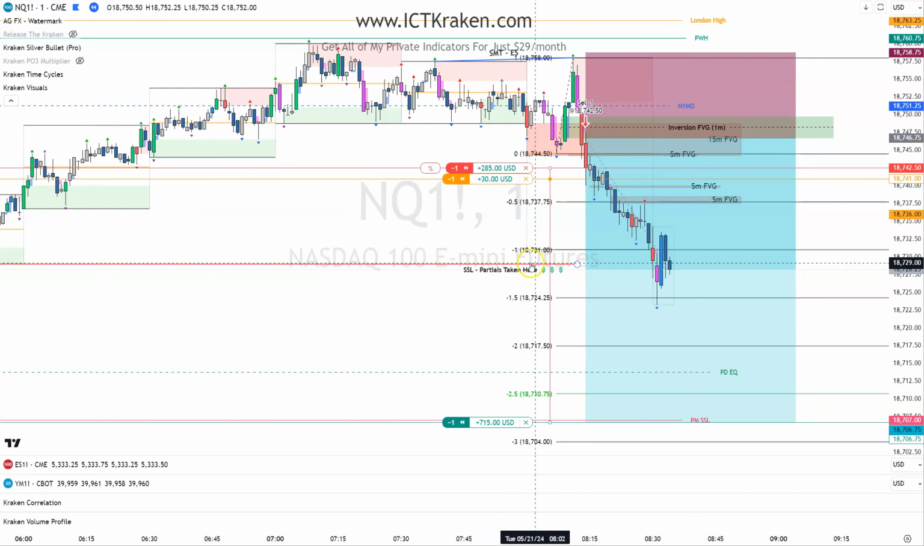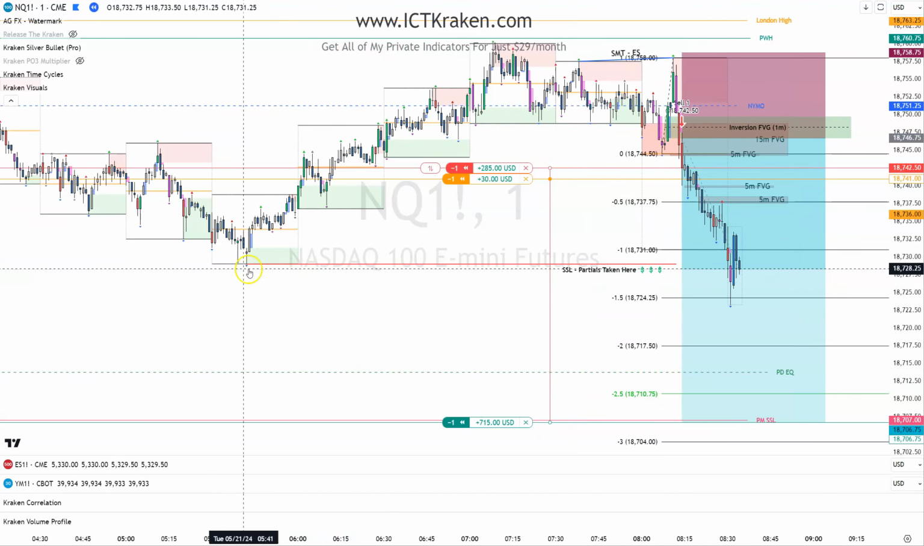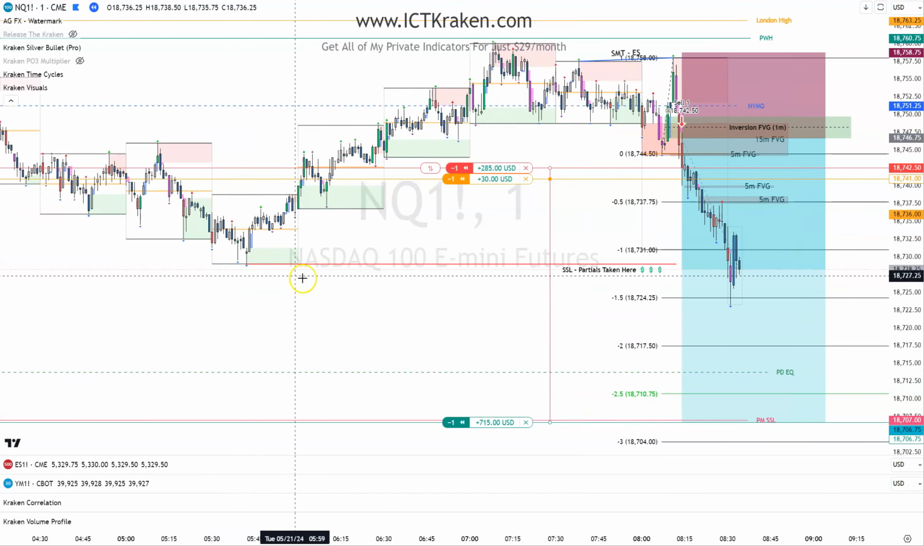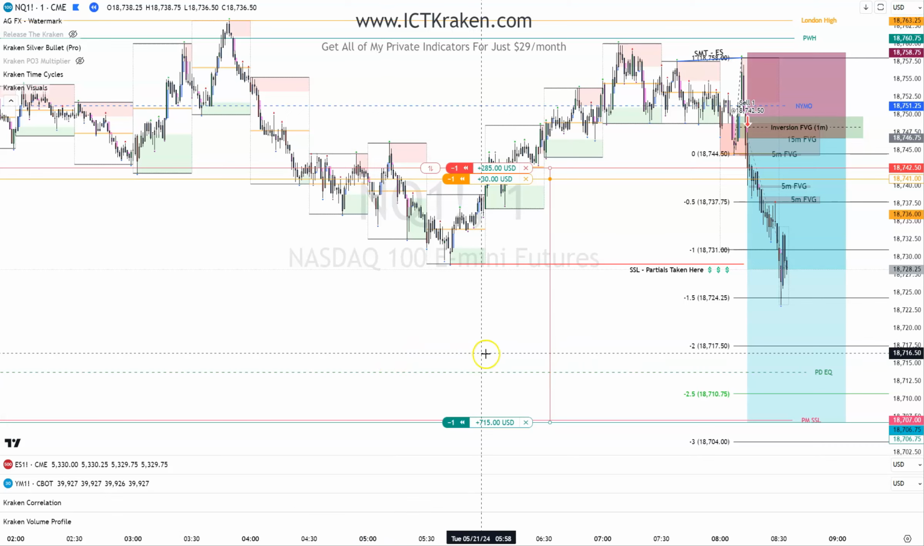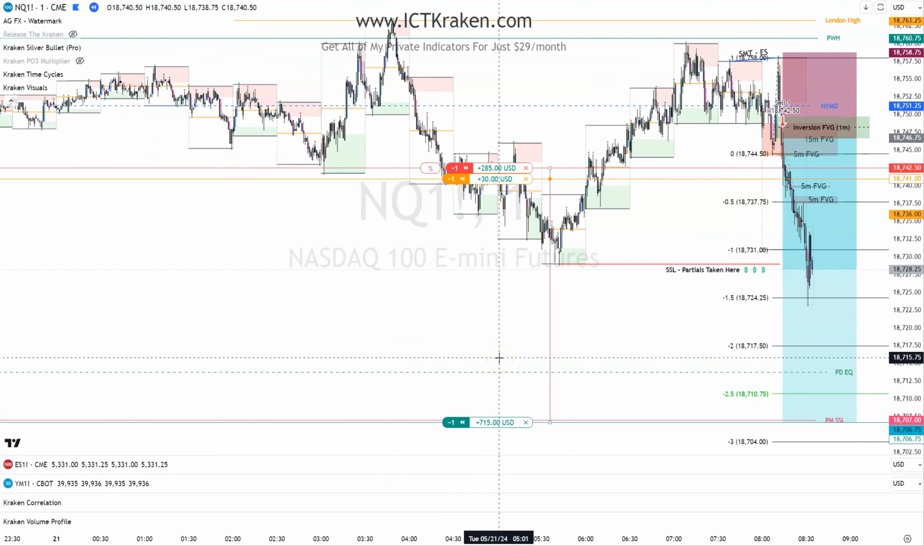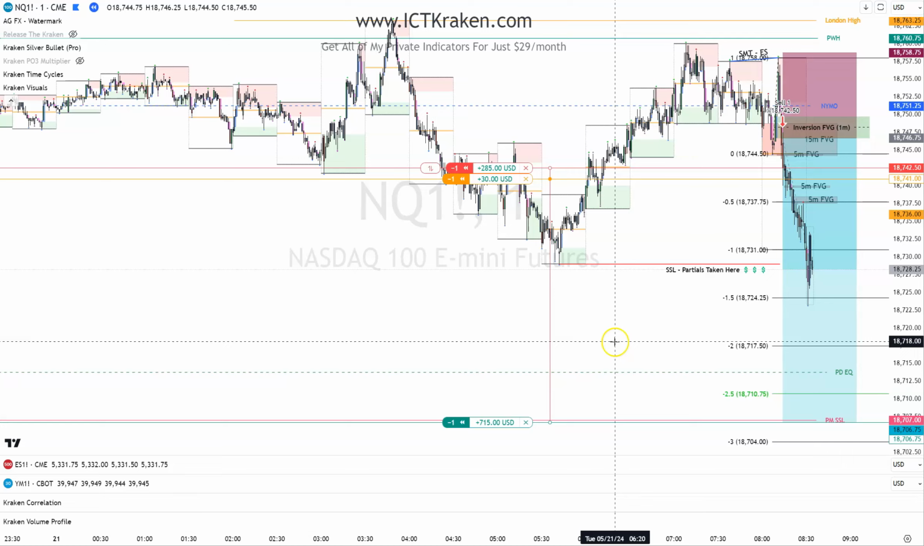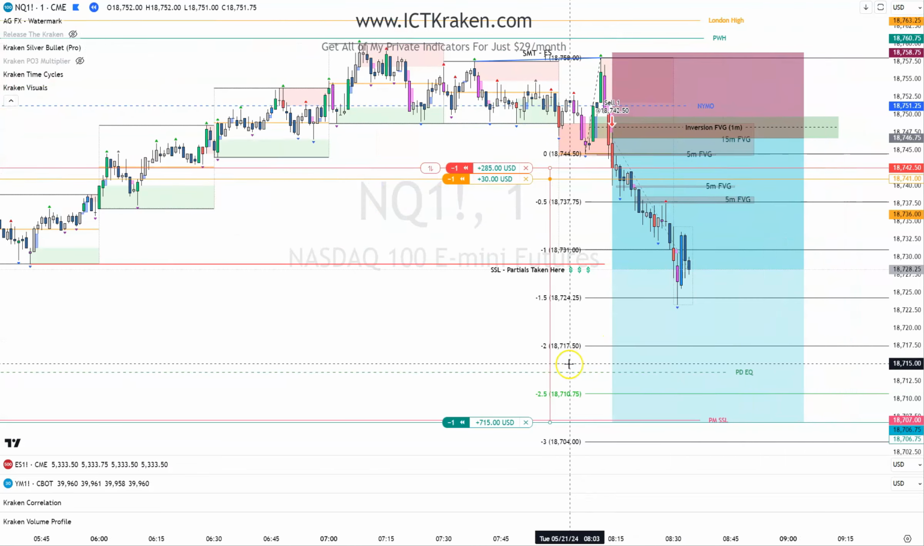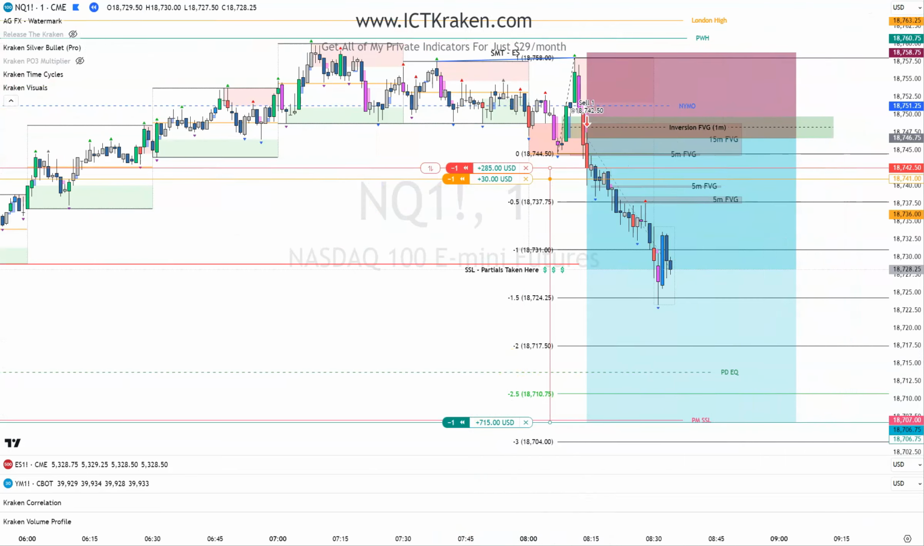And if you were trading multiple contracts, you would have taken a partial right here. Basically, that's that 90-minute cycle low right there. Even probably, that's probably the session low too. Maybe not. Okay, let's go. Let's keep going.